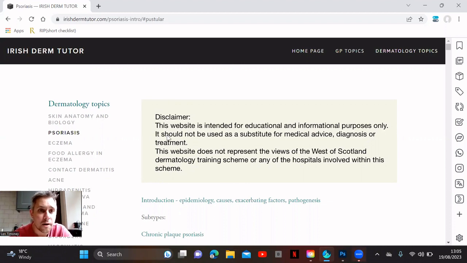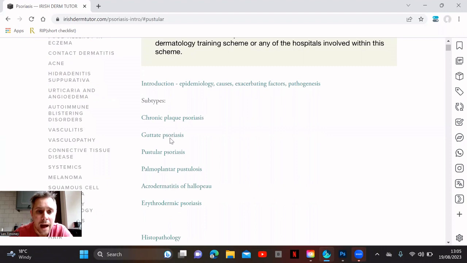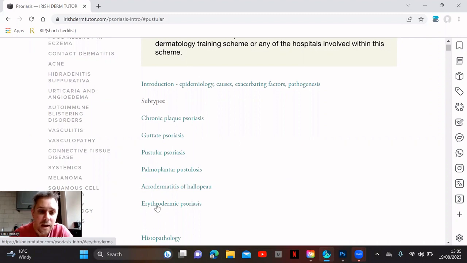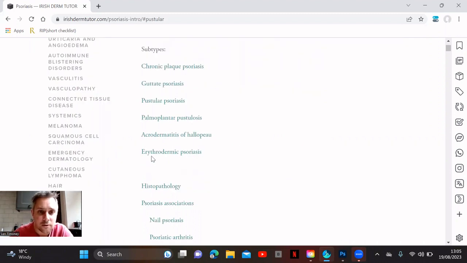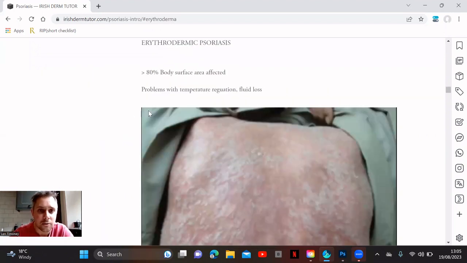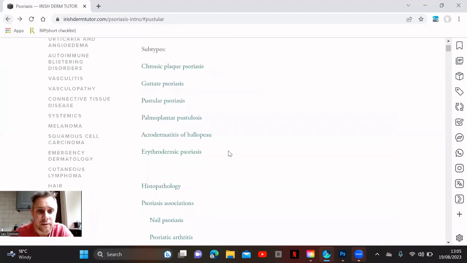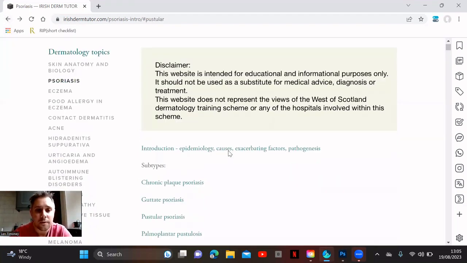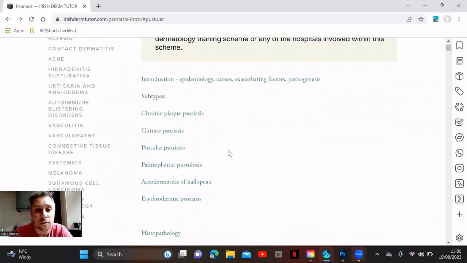And so for this part of the website, I'm going to talk about psoriasis, which is obviously one of the commonest conditions we see in the dermatology clinic. And so, as with every section of this website, you can skip straight to a topic. So, for instance, if I want to skip straight to erythrodermic psoriasis, I can just click on that area here. That jumps down to erythrodermic psoriasis. And then if I want to go back to the top, I can just click back in the top left corner. So for this part of the website, we're going to do an introduction first.